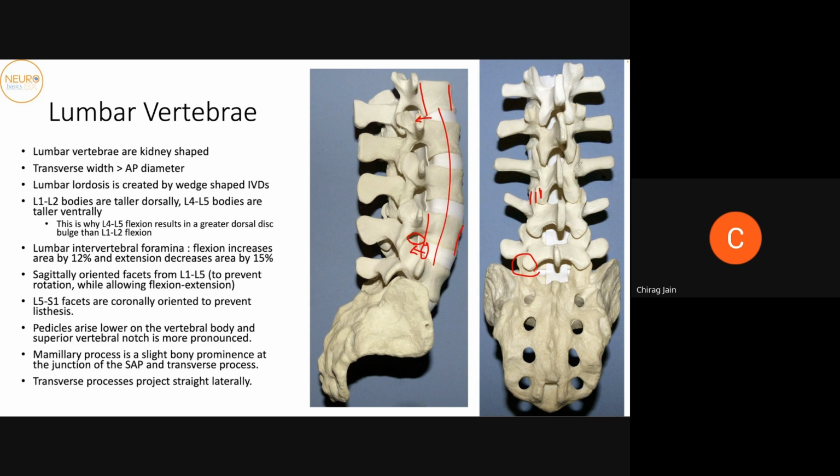At the junction of the superior articular process and the transverse process, you have a tubercle known as the mammillary process. This mammillary process is important because it is used to guide your transpedicular screws. The transverse processes on the lumbar spine are more obvious than in the thoracic spine, and they point directly laterally, not dorsolaterally.